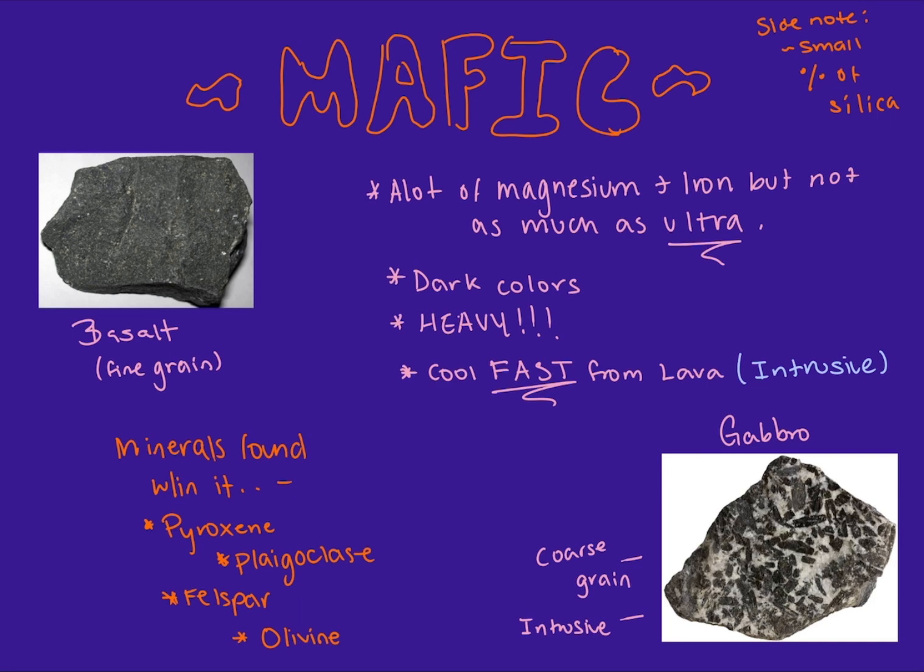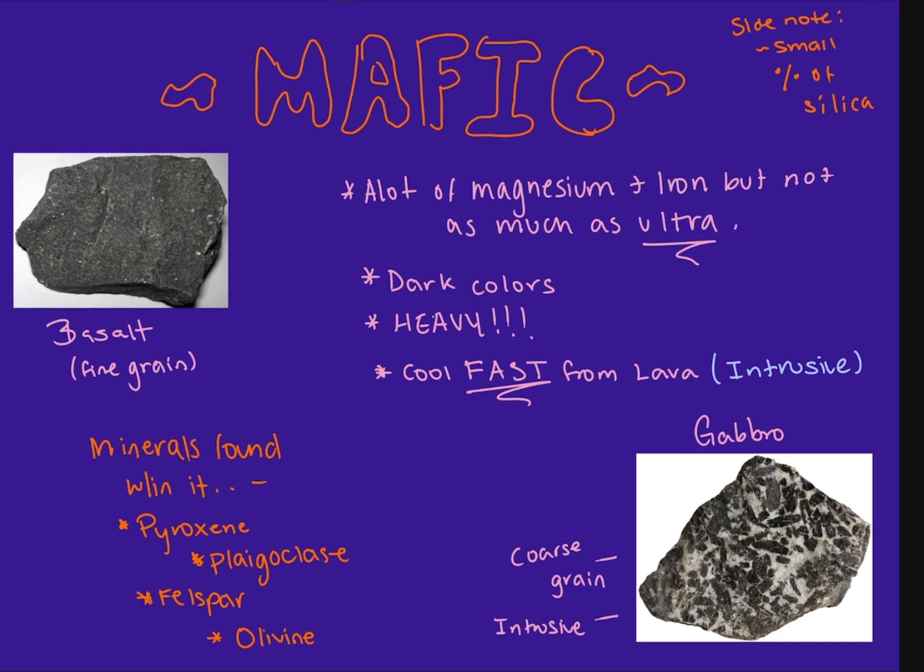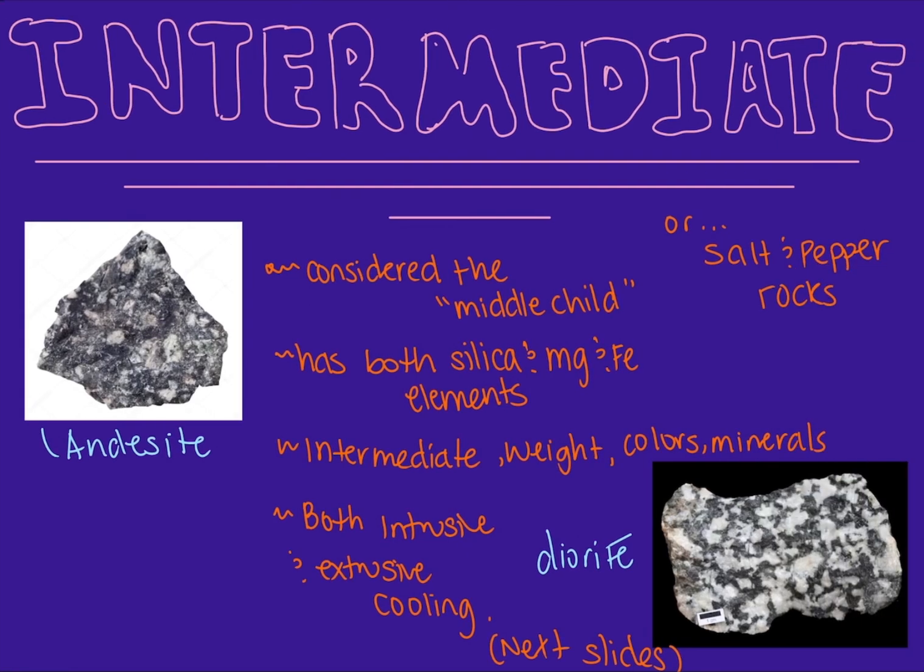All right, and then the third one is called an intermediate rock. Now, this is a special rock due to its components. This rock would be considered the middle child, having some characteristics of felsic and mafic rocks. Due to this, they are better known as salt and pepper rocks. This type of rock is high in silica and iron, and comes in different shapes, having extrusive and intrusive types.